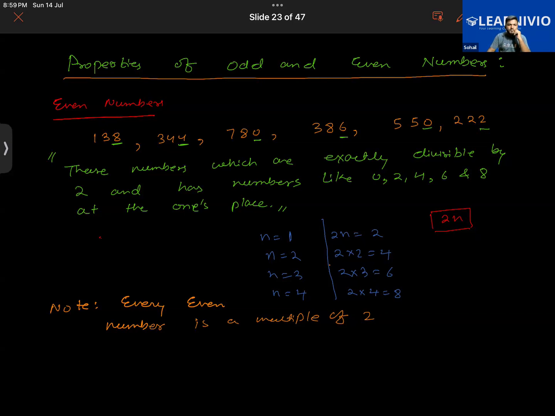Those numbers which are exactly divisible by 2 and have numbers like 0, 2, 4, 6, and 8 at the ones place. Furthermore, when you add one even number to another even number, you'd get an even number. Okay? When two even numbers are added, as a result, you get back an even number. Okay?